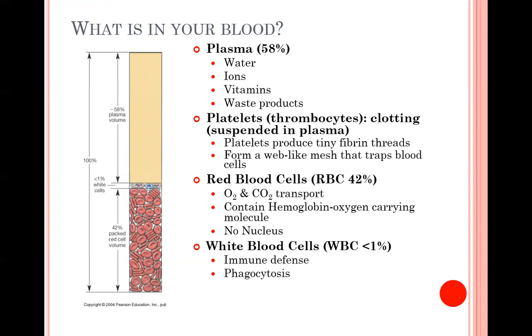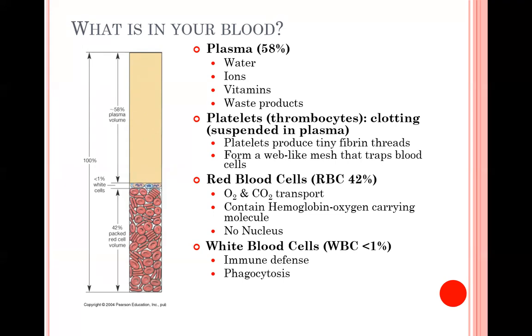But then you have white blood cells, and this is your immune defense and phagocytosis. They eat up the stuff that your body is getting through, like when some kind of bacteria enters your body. Phagocytes will get rid of them by basically eating them.